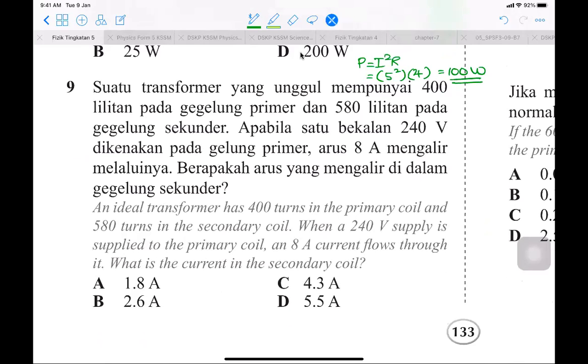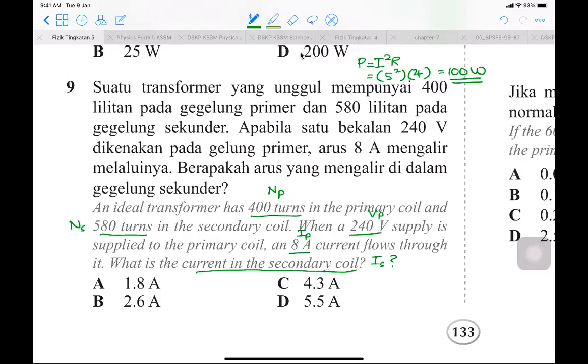Number 9. An ideal transformer has 400 turns in the primary coil and 580 turns in the secondary coil. Okay, so again, we identify this one, NP, and 580 turns in the secondary coil. This one is NS. When a 240 volt supply is supplied to the primary coil, so this one is VP, an 8 ampere current flows through it. So this one is referring to IP lah kan. What is the current in the secondary coil? Current in the secondary coil, so we are going to find the value of IS.